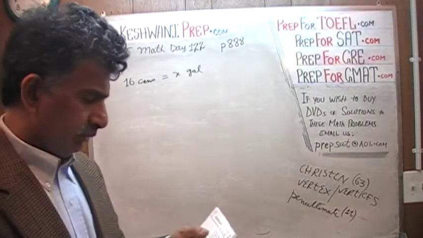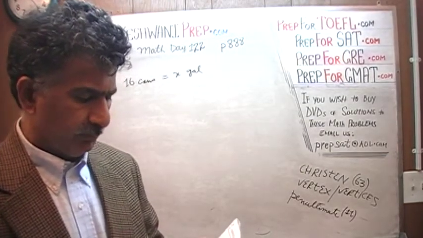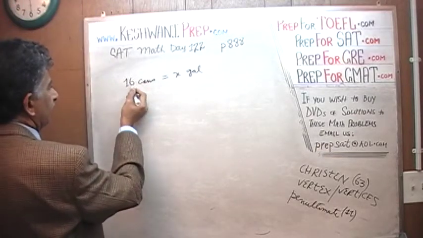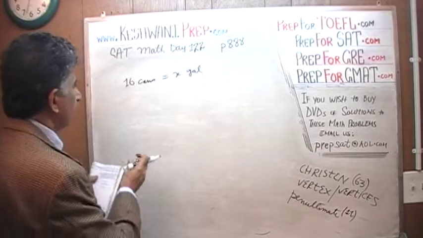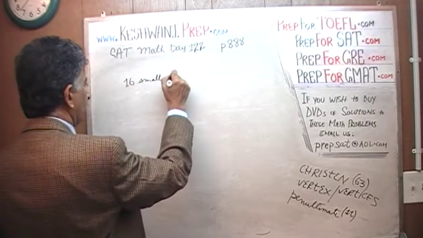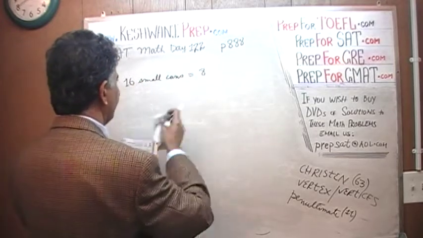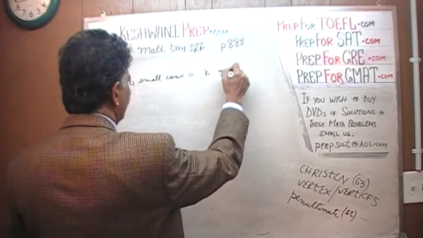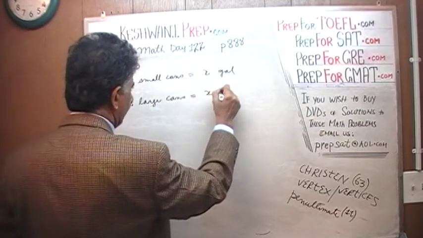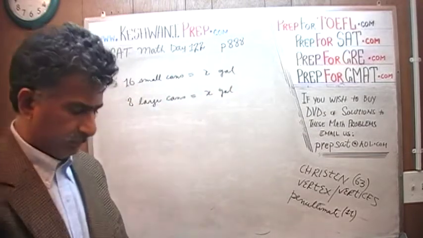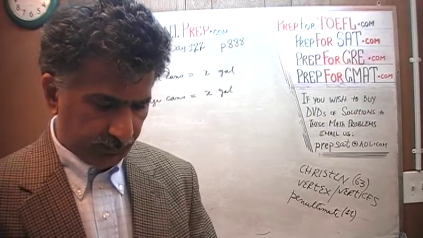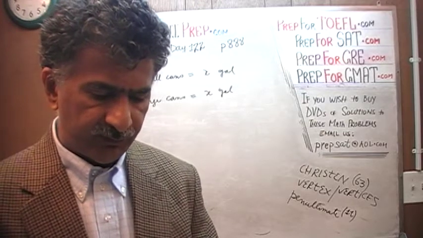We are also told that the total capacity of 8 containers of the other size is also x gallons. So let's call them 16 of the small ones, 16 small containers, 16 small cans equal x gallon. And we are also told that 8 large cans also equal x gallon. Let's see what they're looking for. We have not read the punchline yet. And the total capacity of 8 containers of the other size is x gallon.